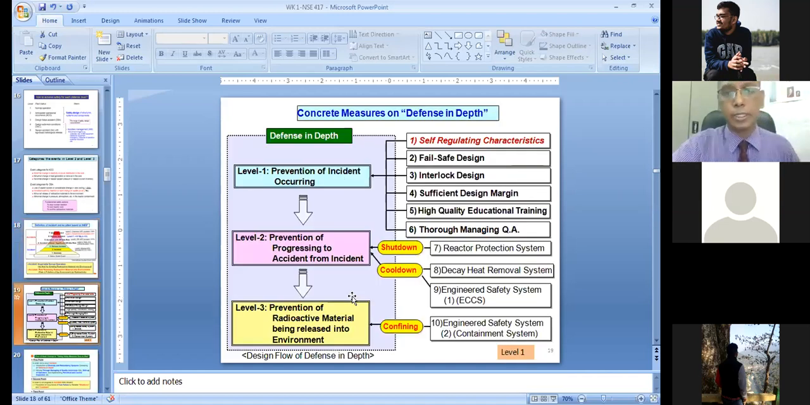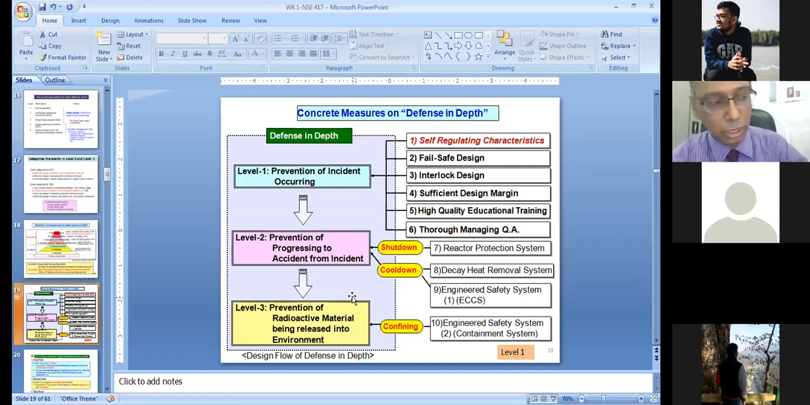Okay. Now we go back to the concept of defense in depth that was already mentioned earlier, but here is a summary. Defense in depth: I told you the first level is the prevention of incident occurring, and level 2 is preventing progression from incident to accident. So how do you prevent the incident from occurring? Definitely, your design must be correct. Your interlock system should be properly designed. High quality education for the operator must be there. Then definitely quality assurance. There should be checks.